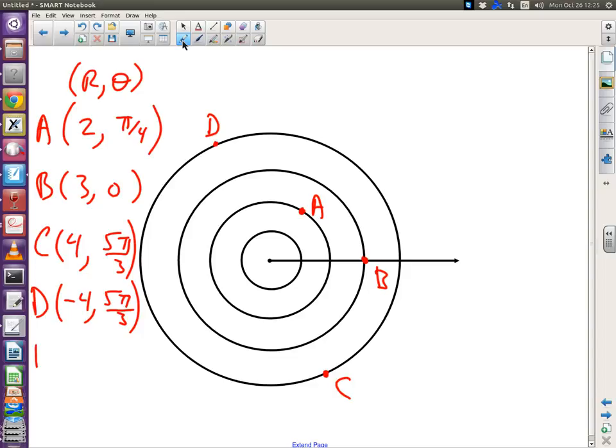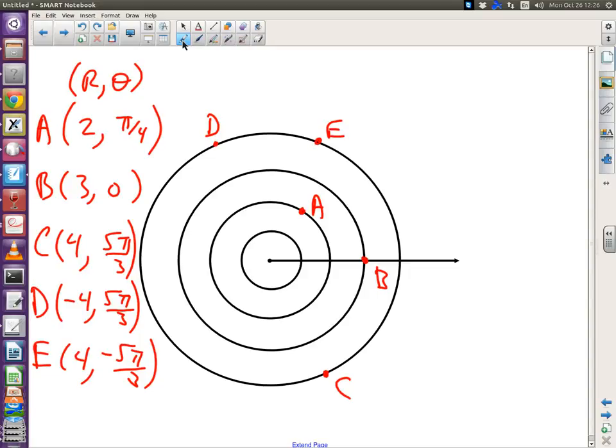Alright, how about this one? The point E is go out 4 units, but go negative 5 pi over 3. Well, if positive 5 pi over 3 meant rotate counterclockwise 300 degrees, now we're rotating clockwise 300 degrees. So go clockwise 300 degrees, and aren't you in the first quadrant, 60 degrees from the axis. So let's say that would be the point E is like up here.